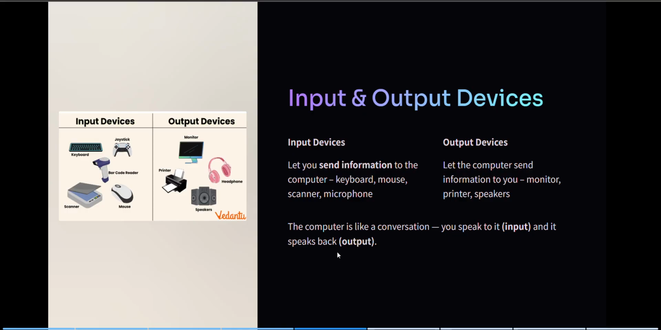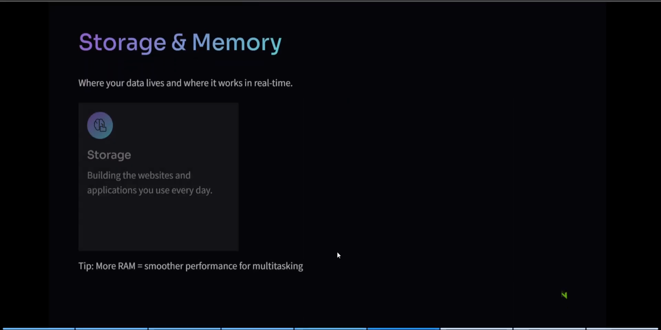So the computer is like you having a conversation. The computer is like you talking to somebody, right? So let's say you are talking to your friend, you speak to your friend, that's input. Your friend is hearing what you are saying. So you are telling your friend something, and when your friend is talking back to you, that's like output. So you are speaking to it and it's speaking back to you. So speaking to it is input, and speaking back to you is output. All right. So I hope you got the difference between input and output devices.